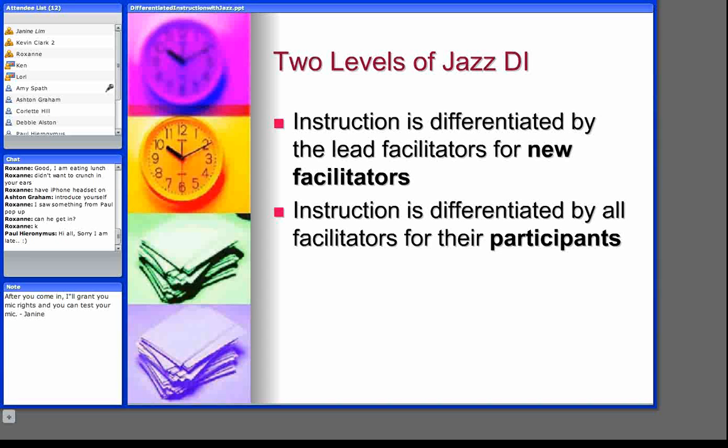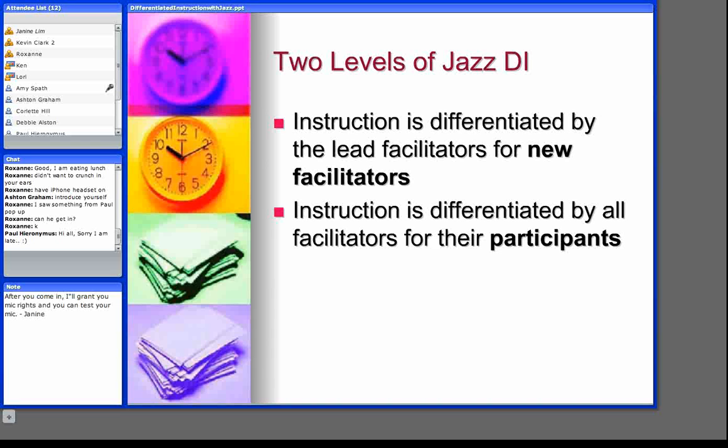So how do we differentiate instruction in jazz? There's actually two ways that we do it. We differentiate by the lead facilitator differentiating based on the new facilitator. So that's why when you first come in, you might have a little bit of a job. Then the next year you get even more of a job. And over time, we may tag you to be a lead facilitator. So our expectations of you change as we see you grow.